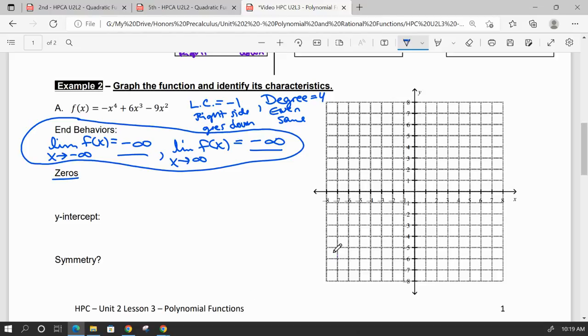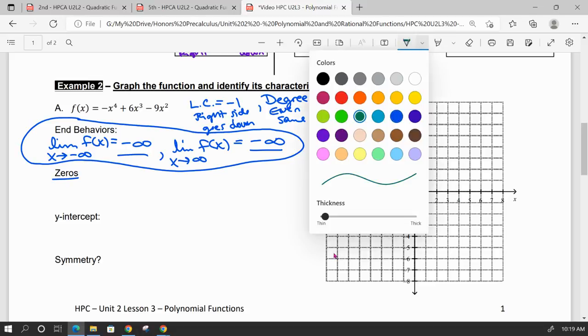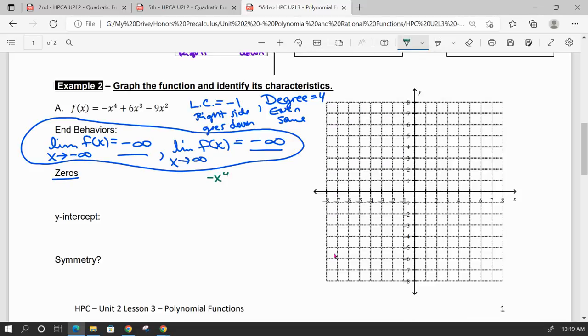To find your zeros, set your function equal to 0 and solve. Use a different color. If I take my function negative x to the 4th plus 6x to the 3rd minus 9x squared, set it equal to 0, I'm going to factor to solve. I'm going to factor out a negative x squared, which then gives me x squared minus 6x plus 9. And then that will factor into x minus 3 times x minus 3 with a negative x squared out front.